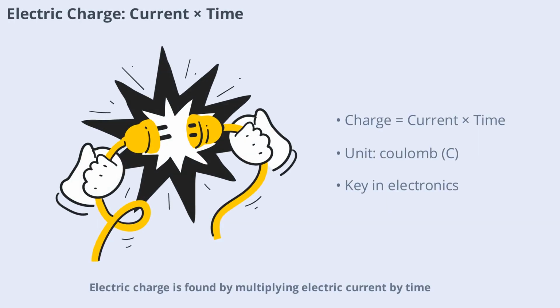Electric charge is found by multiplying electric current by time, resulting in the unit coulomb, C. This derived quantity is key in understanding how electricity flows and is stored. It's used in everything from batteries to electronic circuits, making it a fundamental concept in technology.